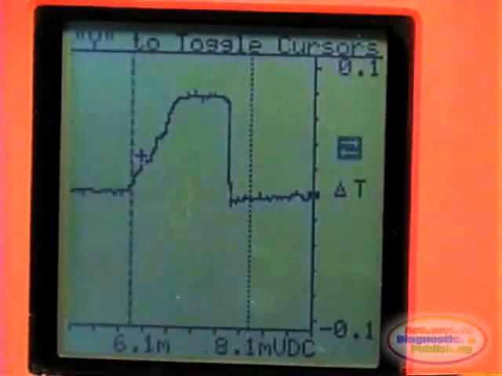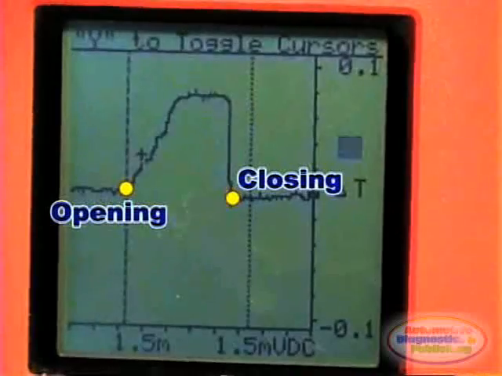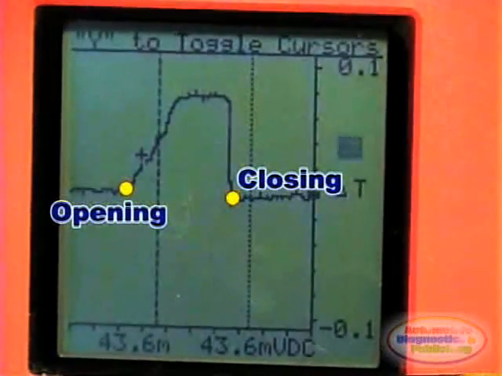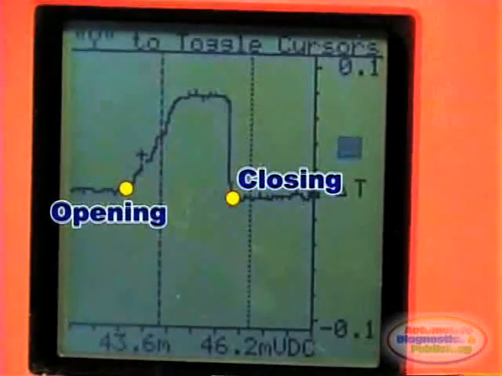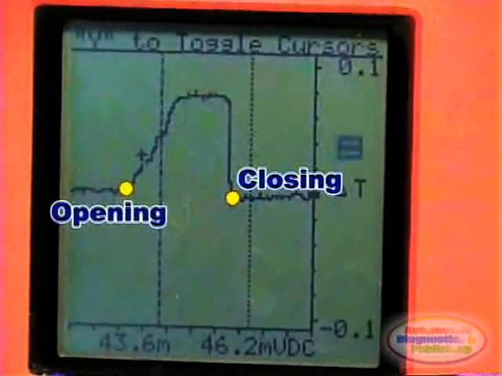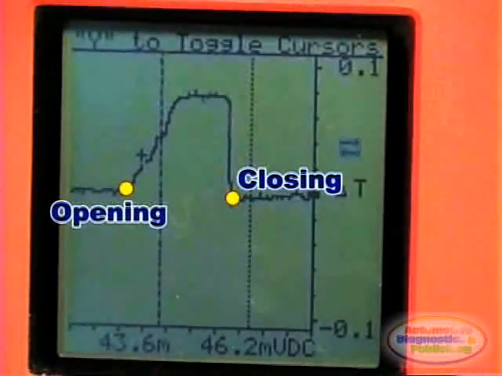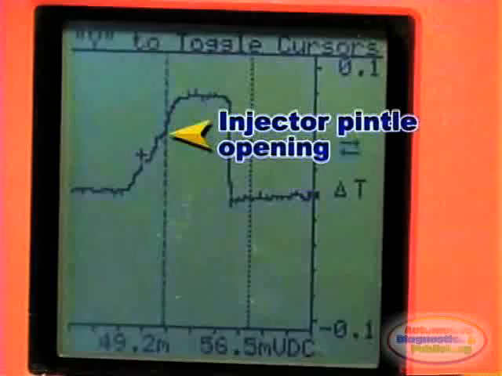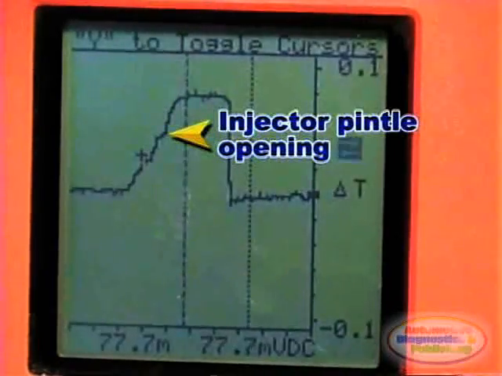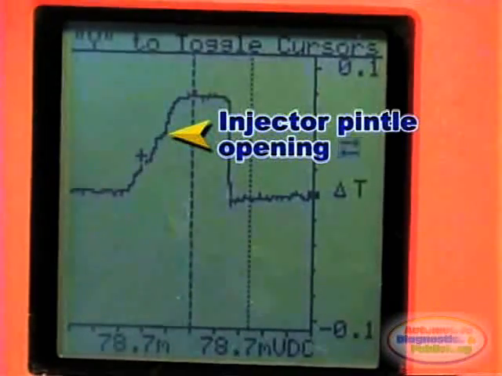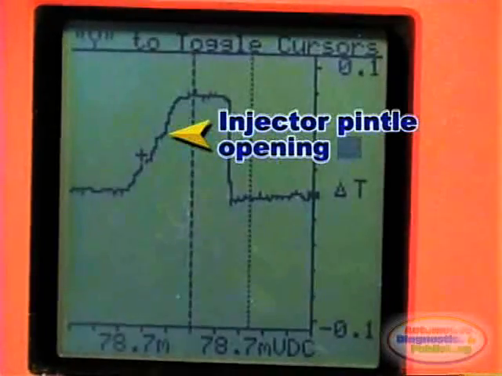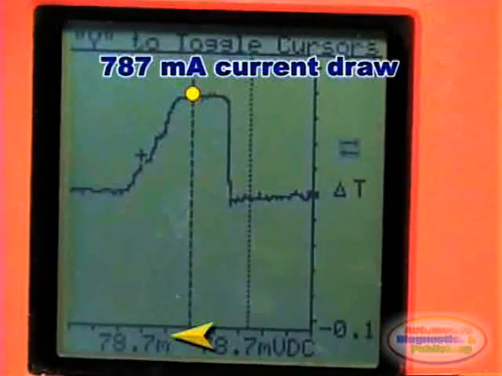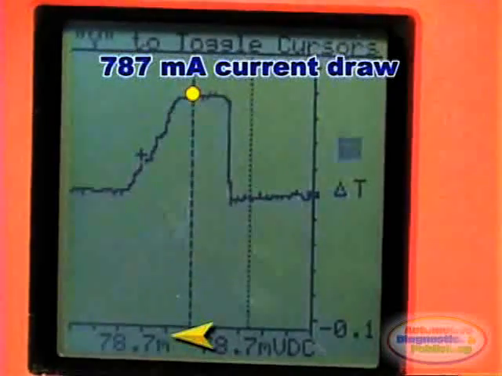Let's analyze this waveform in detail. Right away we see the injector open time in between the two yellow dots on the screen. A little bit further up, we see the pintle opening. Right where the cursors are, we can see that this particular injector is drawing 787 milliamps. If we multiply the measured amount at the bottom of the screen by the setting that we have on the amp probe, we immediately arrive at a 787 milliamps figure. So now, we know exactly how much current this injector is drawing.